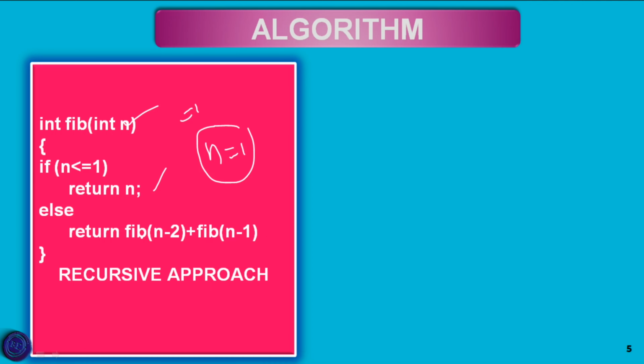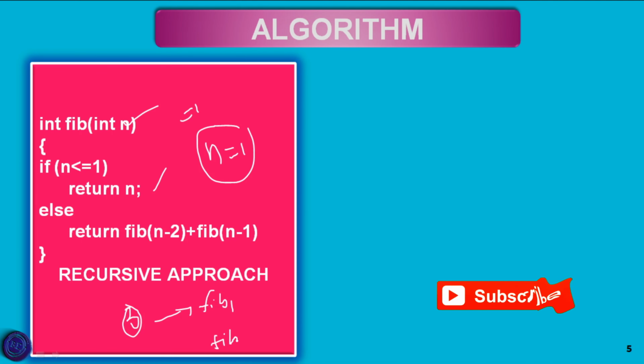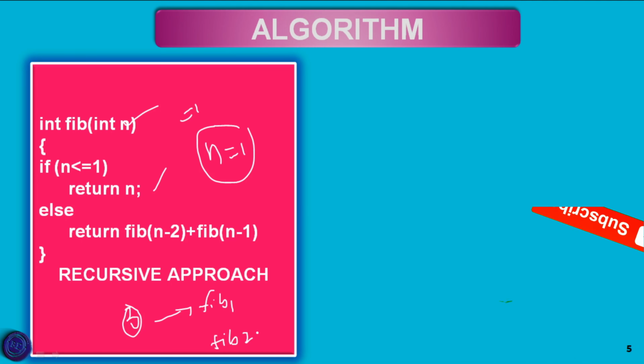So here in this recursive approach, for example, I am considering 3. For finding the Fibonacci of 3, we are going to find the Fibonacci of 1 and Fibonacci of 2. Then for finding Fibonacci of 2, we are going to find Fibonacci of 0 and Fibonacci of 1. So in this recursive approach, we are going to find values individually at every situation.